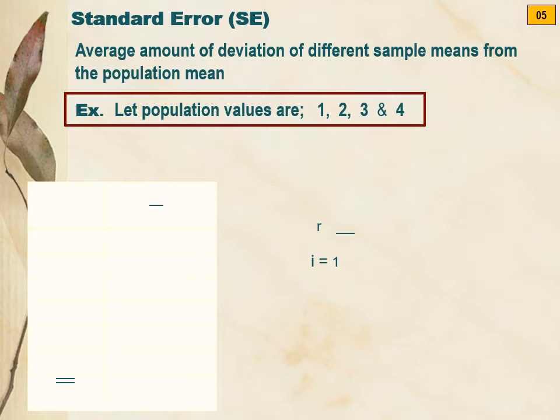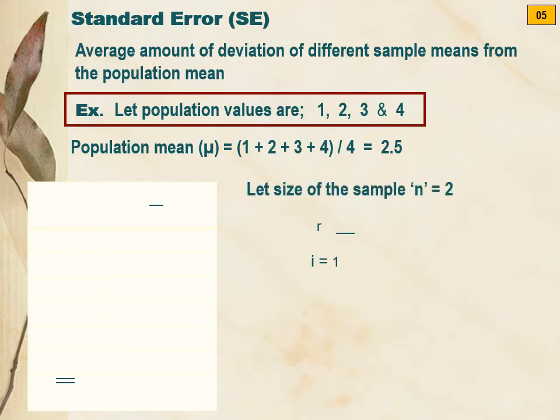Suppose we take an example. A very small population of only 4 units: 1, 2, 3, 4. The mean of the population, add all these 4 and divide by 4, is 2.5. This will be the parameter. Now suppose you are selecting samples of size 2 from this population. We are discussing the concept of standard error, so what are the possible samples of size 2 from this population of size 4?